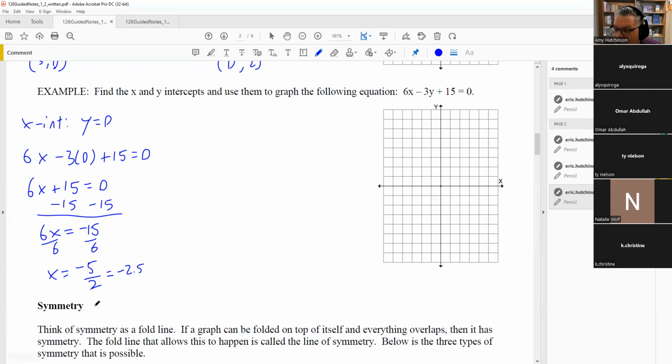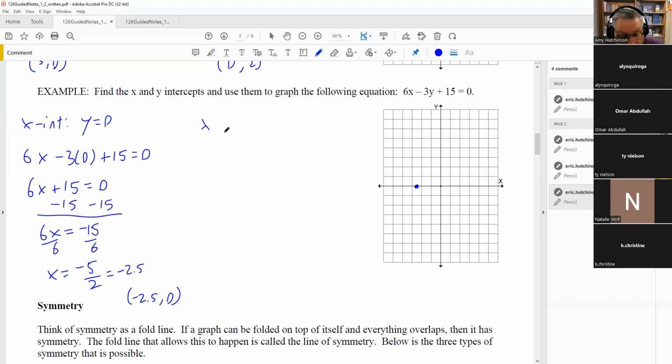And so we do that just to make it easier for graphing. So we have negative 2.5 and 0. That's going to be the x-intercept. To plot that, we're going to go this direction. So negative 2.5 is going to be right here. Remember that if it's negative, you're going to move left. If it's positive, you're going to move right when you plot that. So that's why we go to the left here, because of the negative sign. All right, so that's the first point.